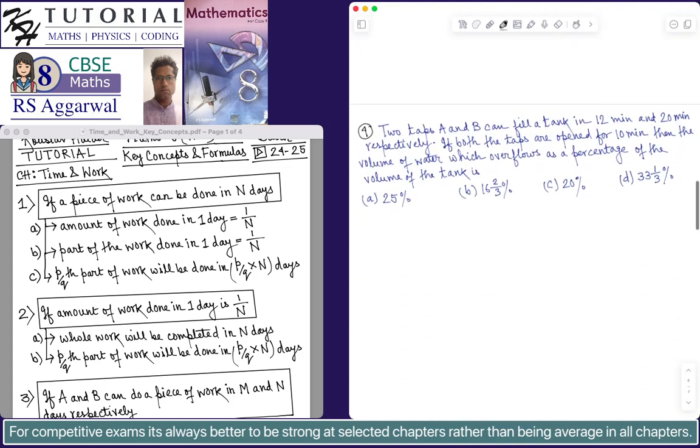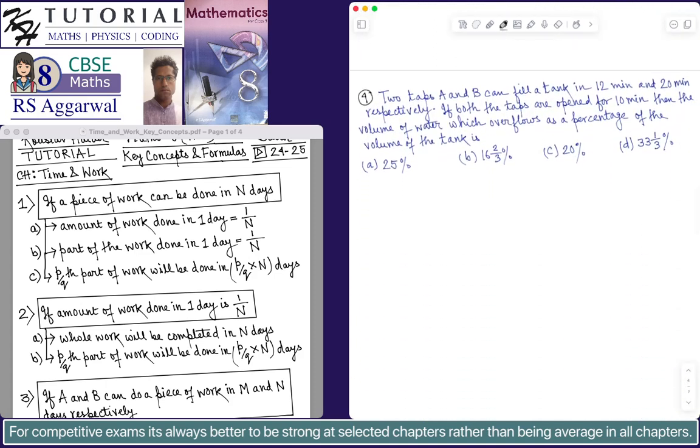Let's do the next problem. Two taps A and B can fill a tank in 12 minutes and 20 minutes respectively. If both the taps are opened for 10 minutes, then the volume of water which overflows as a percentage of the volume of the tank is.